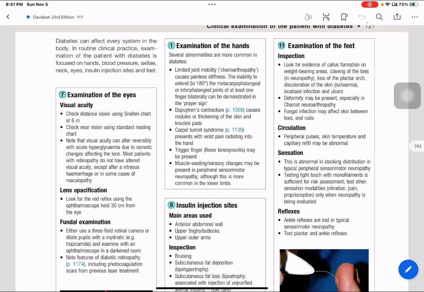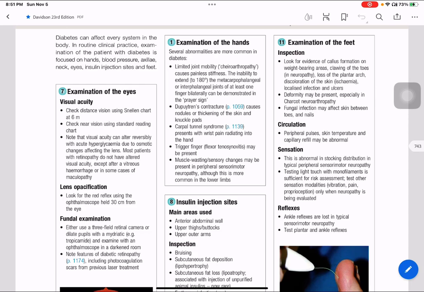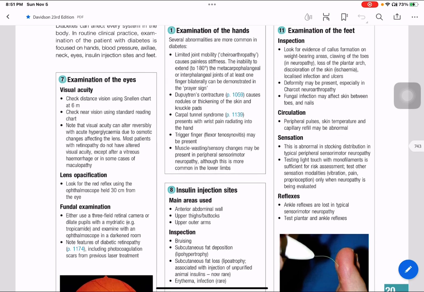So this is the box given in Davidson, that we must have the examination of the hand. In the examination of the hand, we must check the joint mobility. Painless stiffness may result in cheiroarthropathy. This is painless stiffness, the inability to extend the metacarpophalangeal joint more than 180 degrees. So the patient cannot extend the interphalangeal joints fully. That is the prayer sign.